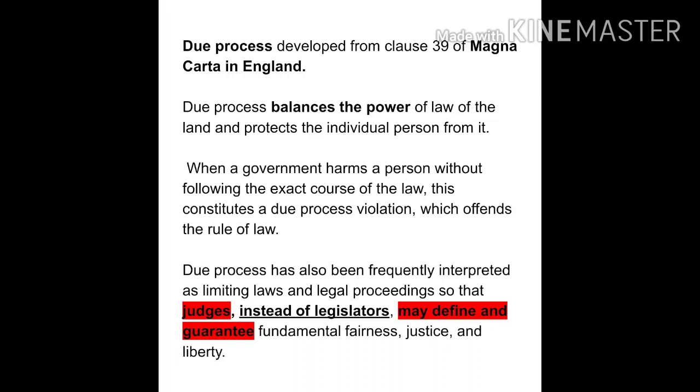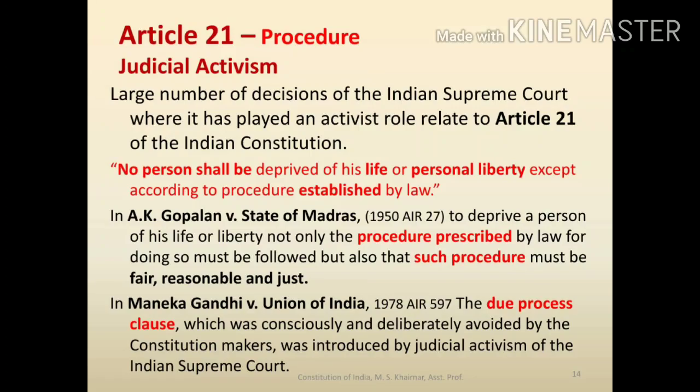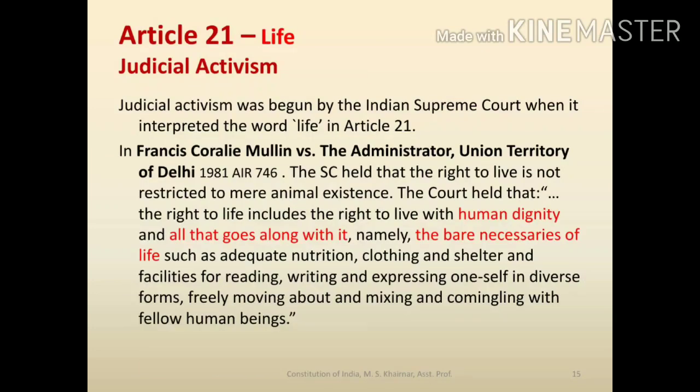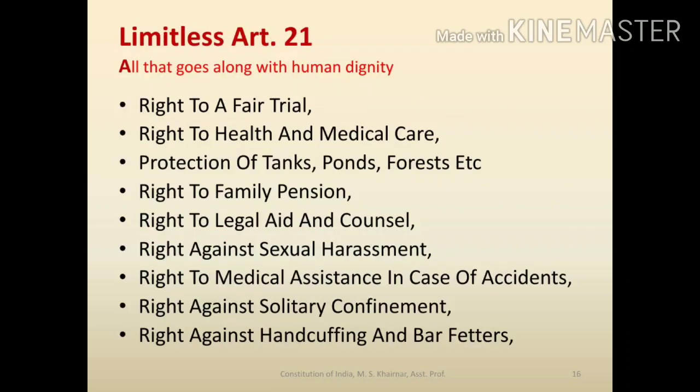Now, the due process clause gave ultimate power to the judiciary to decide whether the decision and decision-making process is fair, just and reasonable. Due to judicial activism, the words life and personal liberty used in Article 21 have been interpreted broadly and liberally, particularly in Francis Coralie's case, where the Supreme Court held the right to life is not restricted to mere animal existence, but includes the right to live with human dignity and all that goes along with it. This ruling has resulted in expansion of the term life and personal liberty.